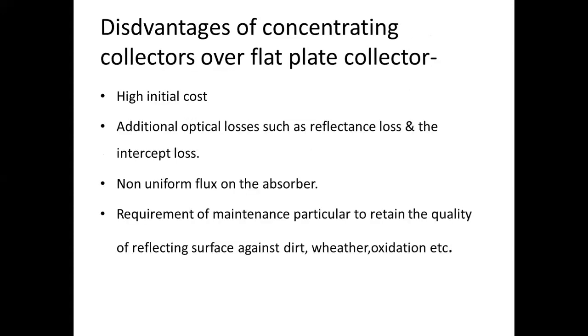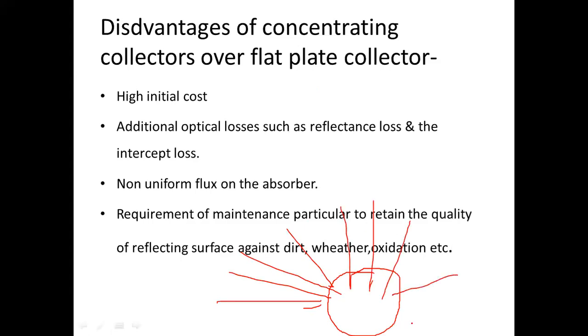So the next point is the disadvantages of concentrating collectors over the flat plate collector. What is the first disadvantage? High initial cost. So the initial installation cost is high as compared to other types of collectors. The next one is the additional optical losses such as reflectance loss and interceptor loss. We all know these types of collectors are placed in the atmosphere, and whatever radiations we are getting from the sun are falling on this collector.